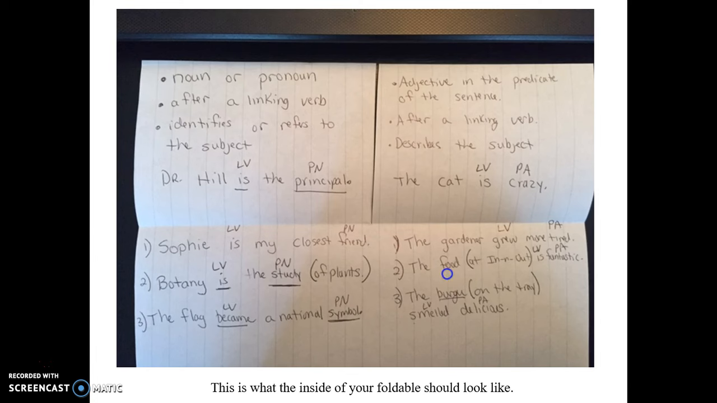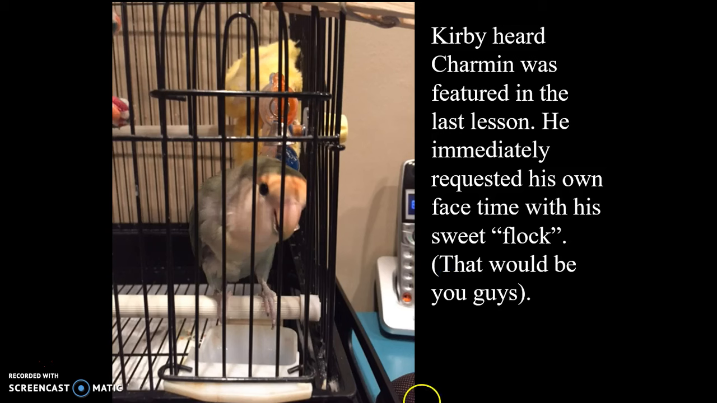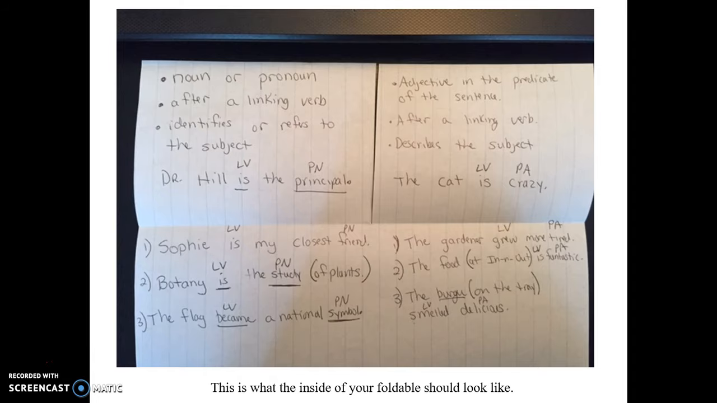And I think this is a preview. Oh, yep, here's a preview of tomorrow's lesson. Kirby Heard Sherman was featured in the last lesson, so he's going to teach you guys something else. I wonder what it would be. I bet you it's practice. See you tomorrow.